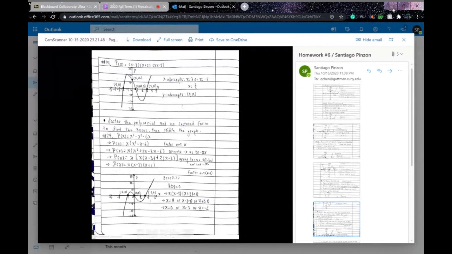Okay, so I'm going to present from homework number 6, problem number 27. Here it is asking us to factor the polynomial and use the factored form to find the zeros, then sketch the graph. I'm sorry. Okay. So, as I said, it is asking us to factor the polynomial and use the factored form to find the zeros and sketch the graph.